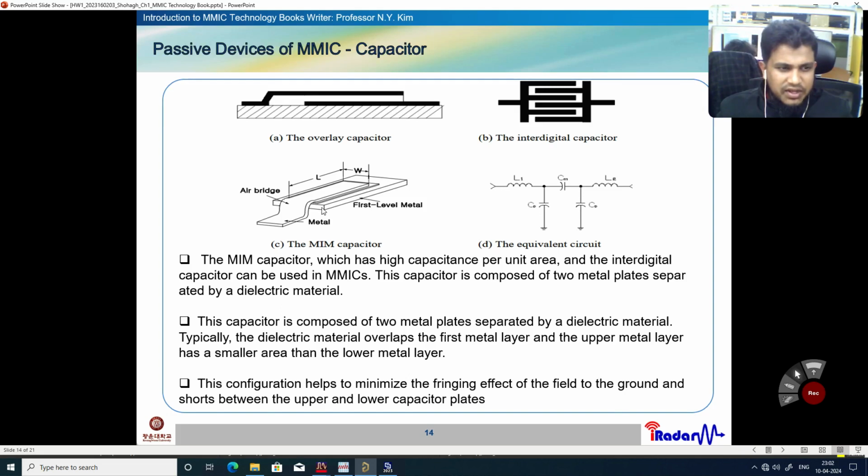As I told, for the capacitor there is a metal plate, and between the two metal plates there is an insulator layer which separates the two metal layers. This is the actual scenario of a capacitor, and this configuration helps to minimize the fringing effect of the field to the ground and shorts between the upper and lower capacitor plates.